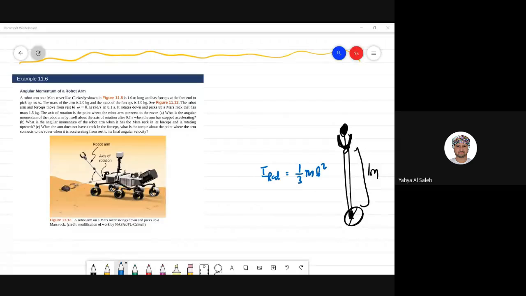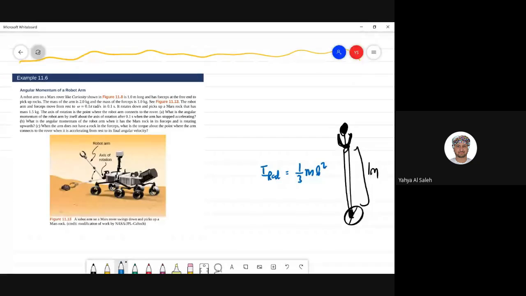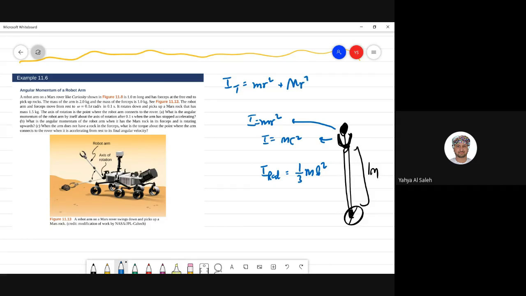For the other things, the forceps and the rock, they are small compared to the arm. So I'm going to treat them as if they are point masses. So mr squared, mr squared. I total equals mr squared plus mr squared plus 1/3 ml squared.